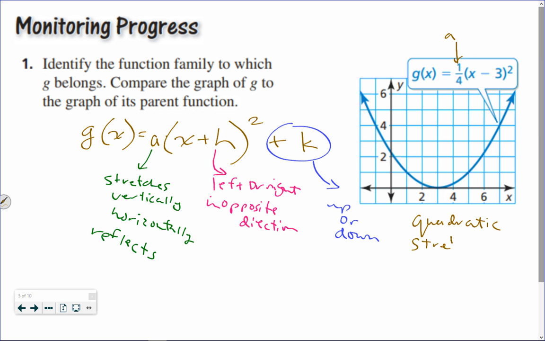Stretches horizontally. Okay, that's one thing it does. What else does it do? I meant horizontal. It's widening, so we say it stretches horizontal. If it's vertical, it closes up. Okay, what else does it do?